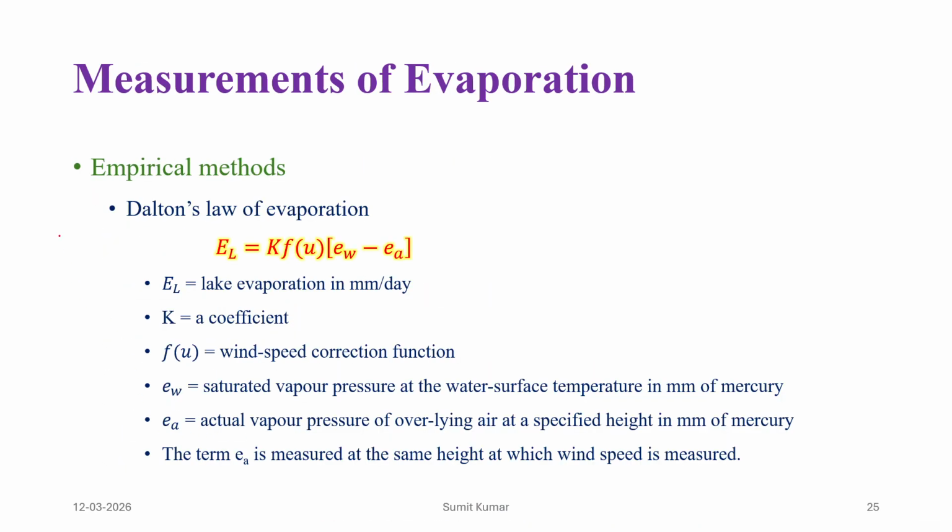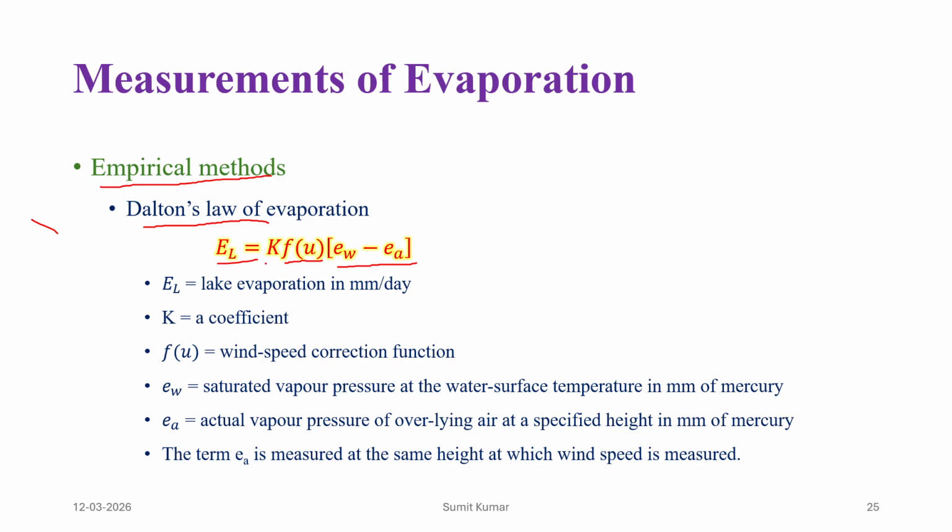Another method to measure evaporation is empirical methods. The foundation equation for evaporation is Dalton's law of evaporation, proposed by John Dalton in 1802. It states that the rate of evaporation is proportional to the difference in vapor pressure between the water surface and the overlying air, with wind playing a key role in removing moist air. So here it is also a function of wind.